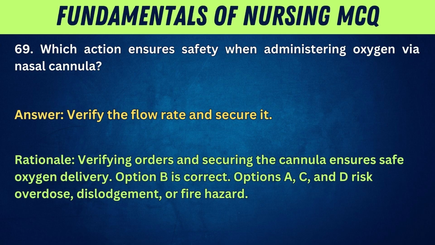Answer: verify the flow rate and secure it. Rationale: verifying orders and securing the cannula ensures safe oxygen delivery. Option B is correct. Options A, C, and D risk overdose, dislodgement, or fire hazard.